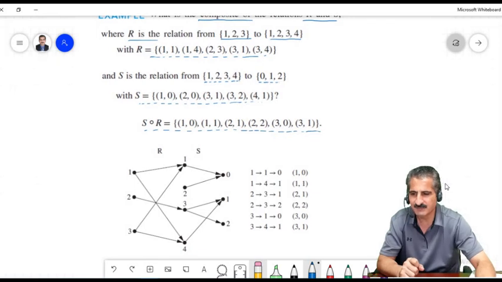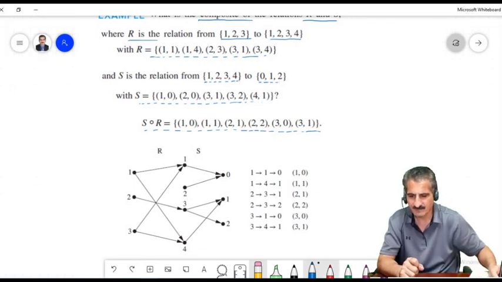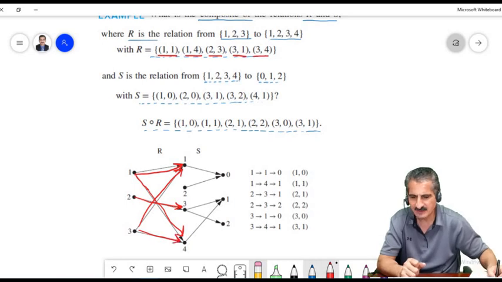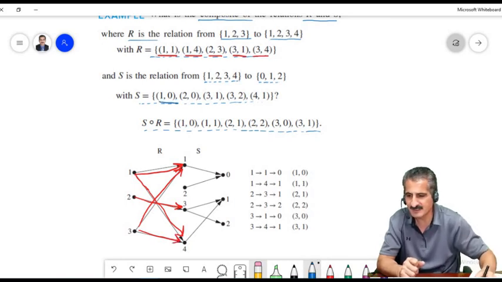such a diagram. Now let's go to R. R sends 1 to 1, and also it sends 1 to 4. So we will make arrows 1 to 1, 1 to 4. Also it sends 2 to 3. Here we go, 2 to 3, and then 3 to 1, and 3 to 4. So we got R.